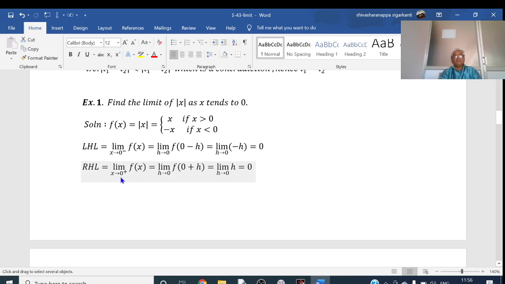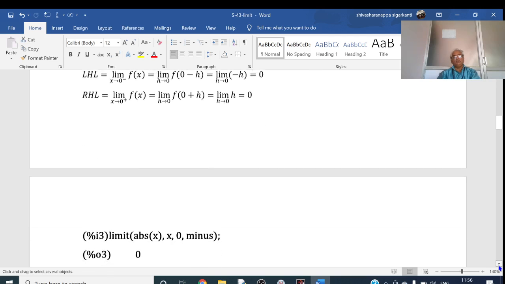Next, to find the right hand limit: the limit of f of x as x tends to 0 plus, or we write the limit of f of 0 plus h where h tends to 0. So 0 plus h means this is greater than 0. If it is greater than 0, then f of x equals x itself. So f of h is equal to h as h tends to 0. Now if I put the limit as h tends to 0, I am getting 0. So the left hand limit is 0, and the right hand limit is also 0. Both are equal. Therefore we say that the limit of the function exists and is equal to 0. So the limit of mod x as x tends to 0 is equal to 0.